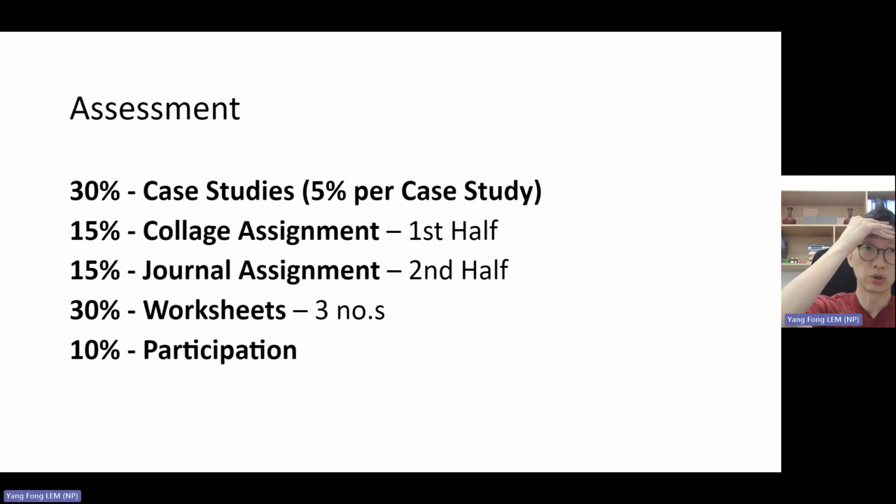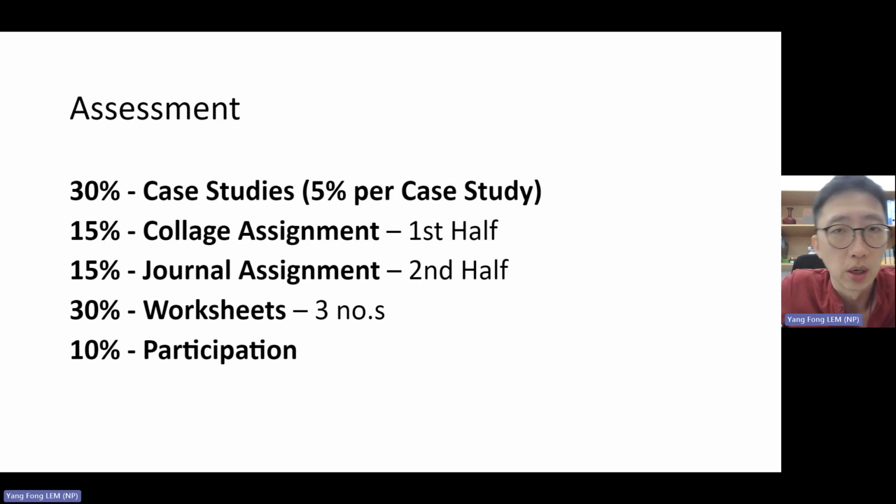In terms of assessment, we showed this just now. There is 30% case studies. There are 6 case studies, 5% per case study, spread throughout the semester. Use every case study and every presentation as a chance to step up the quality of your presentation. In the group, everybody should speak during the presentations. This is to hone your presentation skills as well.